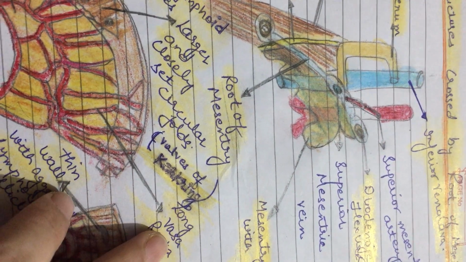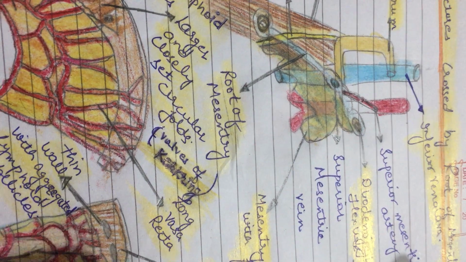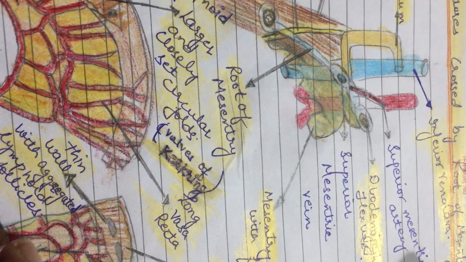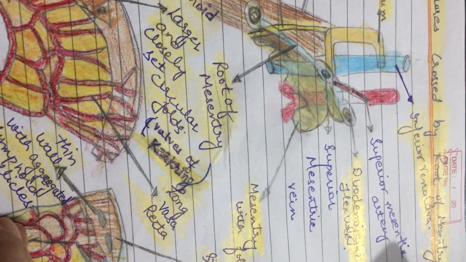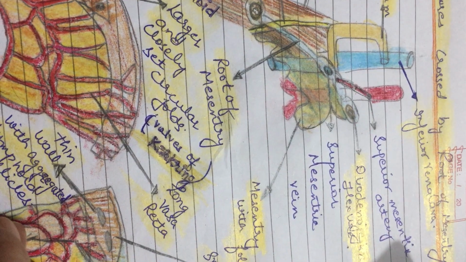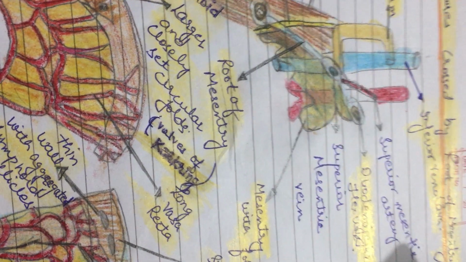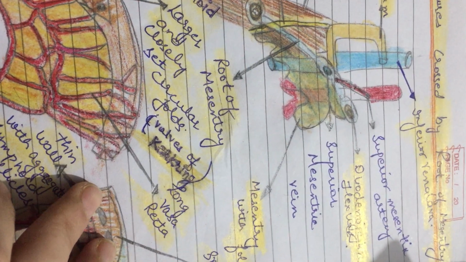And then we have different lymphoid follicles. The solitary lymphoid follicles are distributed throughout the small and large intestine, and the aggregated lymphoid follicles, also termed as Peyer's patches, are present in the ileum and fewer in the jejunum. Mostly they are present in the ileum. Peyer's patches are the marked feature of the ileum, right?